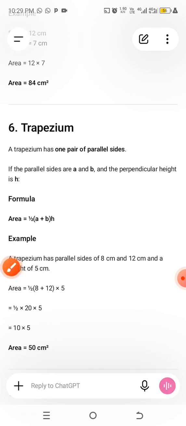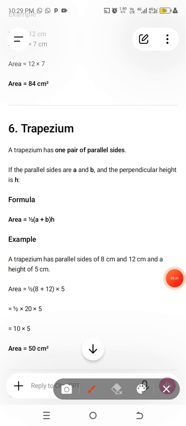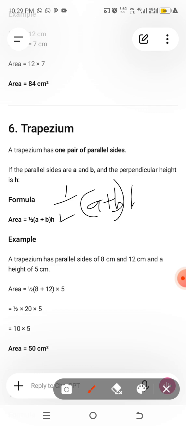The trapezium has one pair of parallel sides. If the trapezium sides are a and b, and the perpendicular height is h, the area will be 1 over 2 (a plus b) h. So in short, this is the formula for the trapezium: 1 over 2 (a plus b) h.